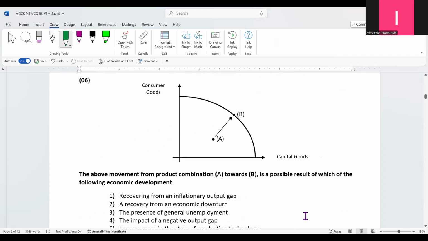Question 6, you are given a concave production possibility frontier where two products are being produced, consumer goods, capital goods. We have the point of origin there.